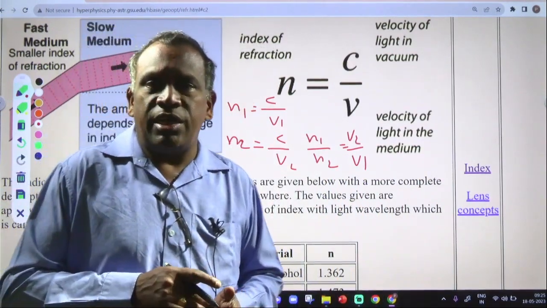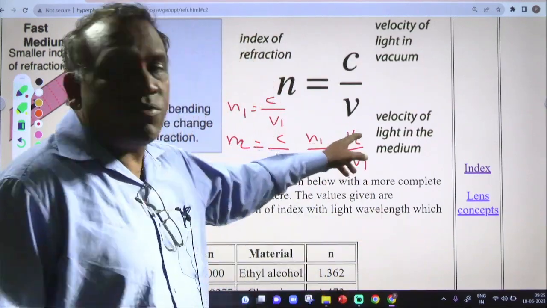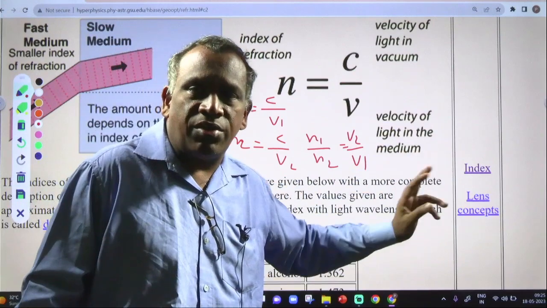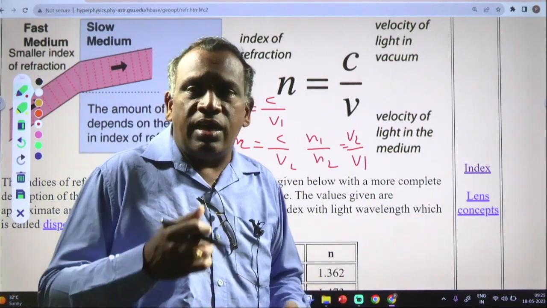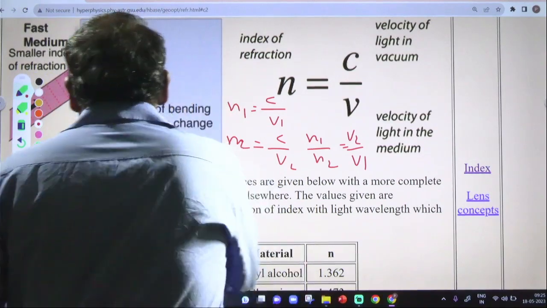The refractive index of the first medium with respect to the second medium is nothing but the speed of light in the second medium divided by the speed of light in the first medium. This is called relative refractive index.